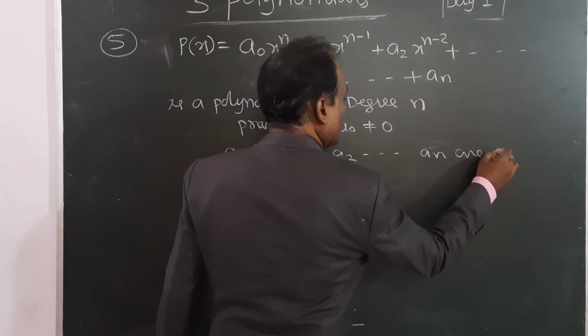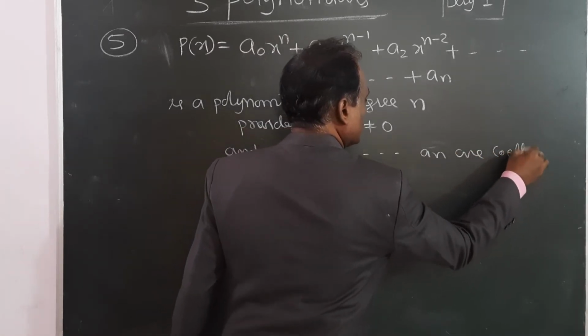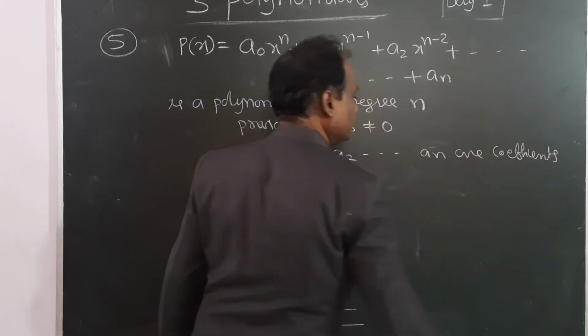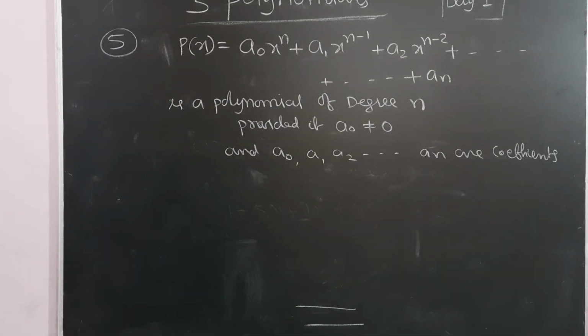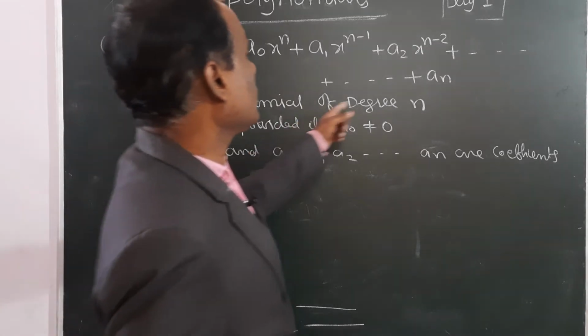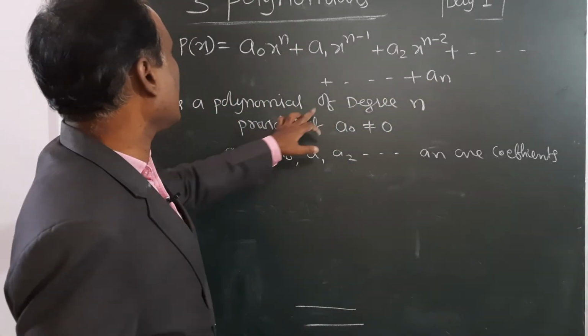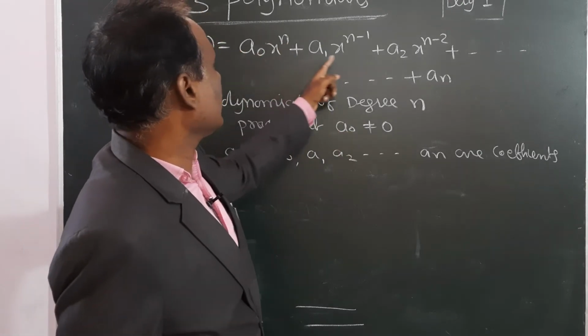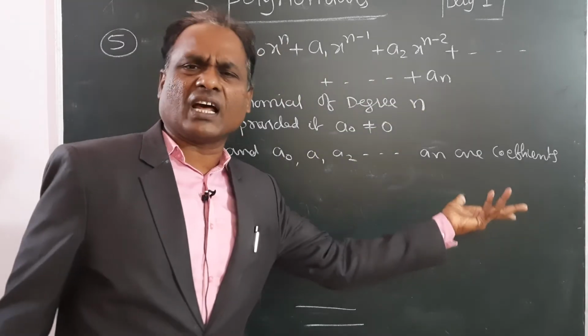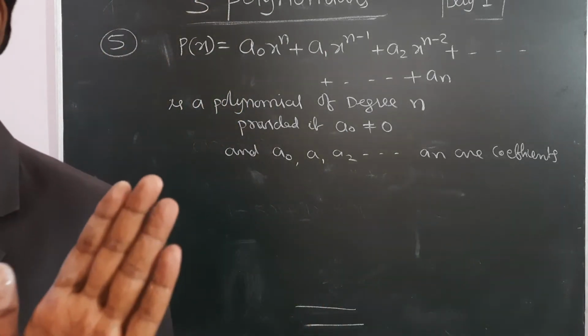These all are called coefficients. Write down: a0 x power n, a1 x power n minus 1, a2 x power n minus 2, and so on up to an is a polynomial of degree n, but a0 should not be 0. And this a0, a1, a2 are called coefficients. That I already explained. So this is the definition for degree.